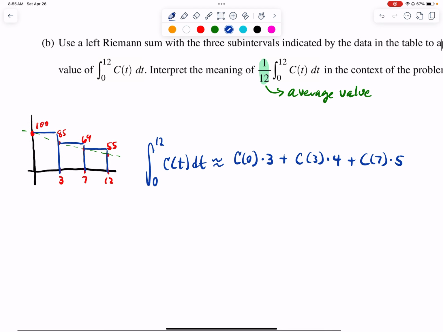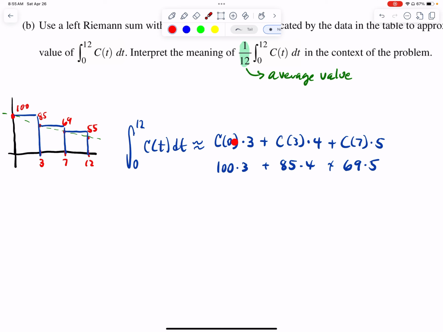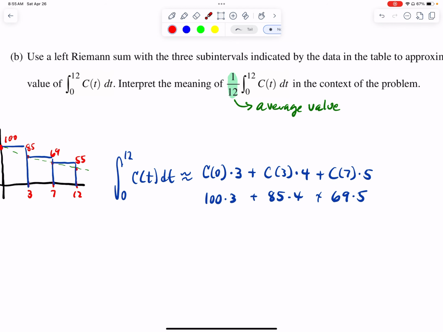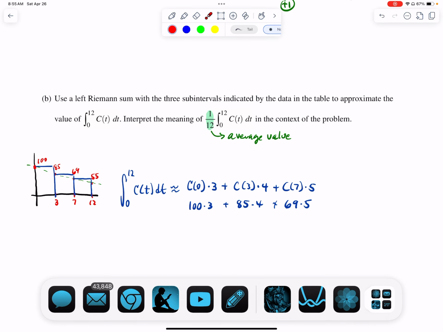Now, would this earn us a point? I don't think so. I think we have to pull the numbers in from the table or from our little scatter plot here, where this is 100 times 3, plus C of 3 is 85 times 4, and we had the 69 times 5. Once again, did I have to have the actual function values? I don't think so. You can just pull those numbers in as long as it's clear that you have a function value pulled from the table and the width of each of those intervals. I would probably warrant that that's worth a point, just the setup for that thing, and then throwing it into the calculator so you can get your estimate for the area.